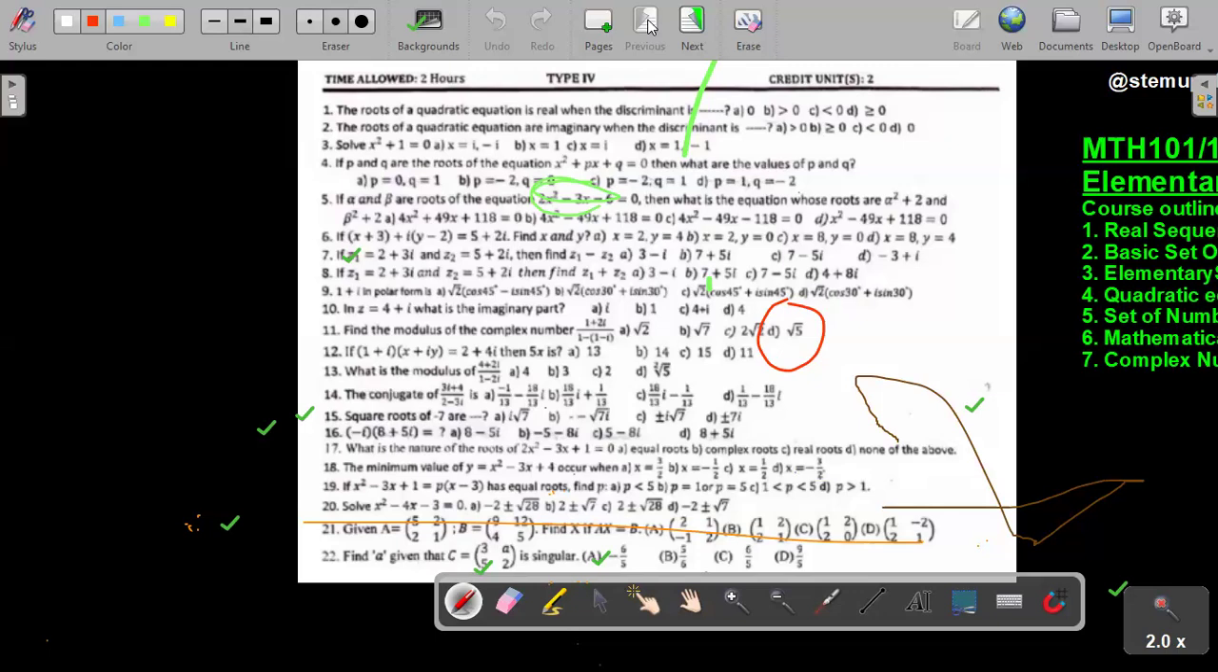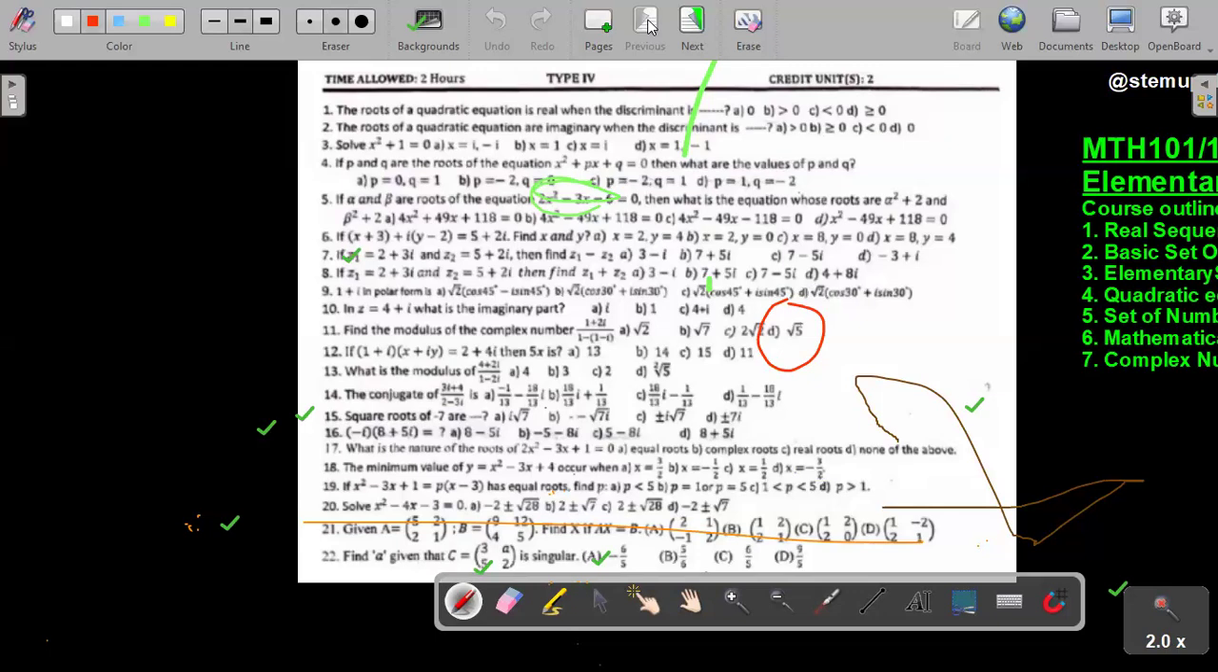They're asking now, what is the nature of the roots of 2x squared minus 3x plus 7? We are back to roots of a quadratic equation again. What is the nature of the roots? I described the nature of the roots for you the other time. There are 3 conditions. When our discriminant is greater than 0, we call that real roots.